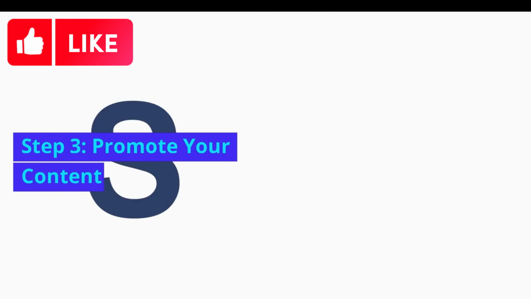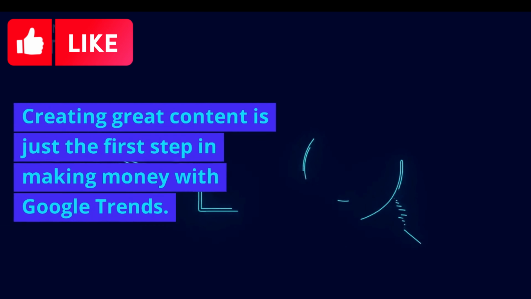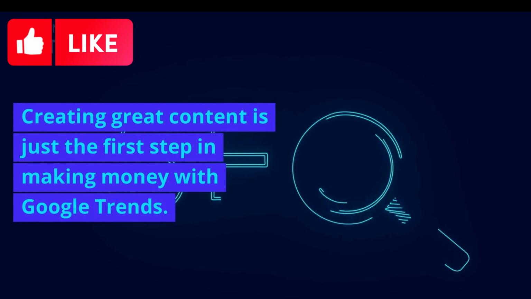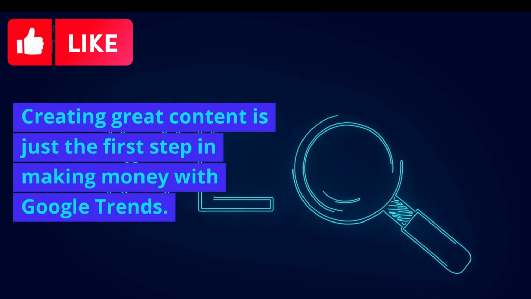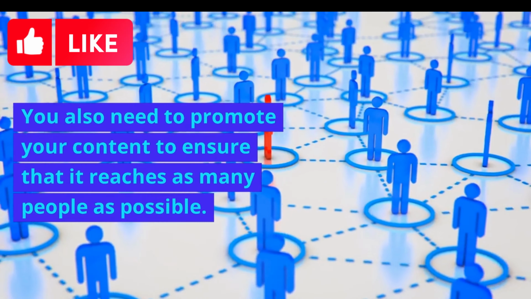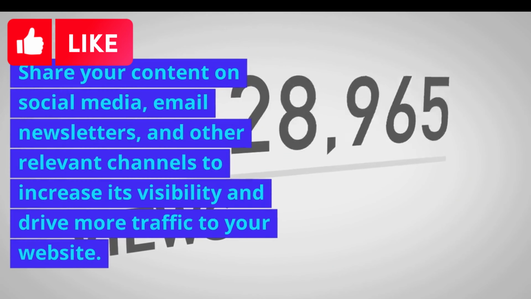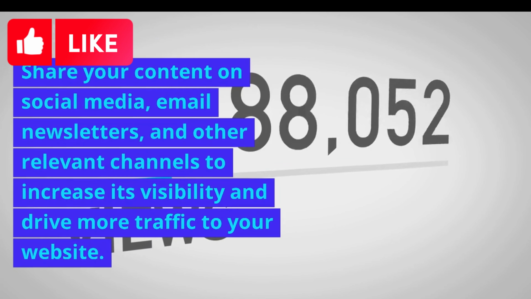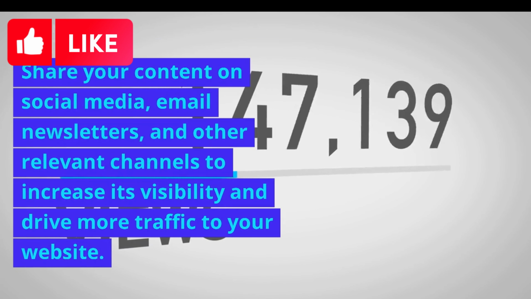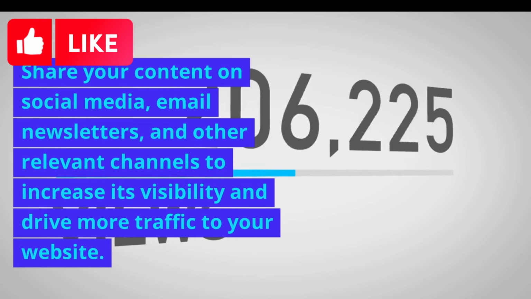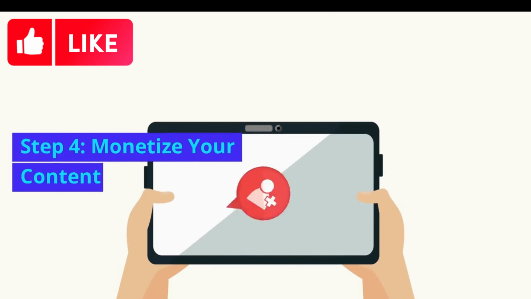Step 3. Promote your content. Creating great content is just the first step in making money with Google Trends. You also need to promote your content to ensure that it reaches as many people as possible. Share your content on social media, email newsletters, and other relevant channels to increase its visibility and drive more traffic to your website.